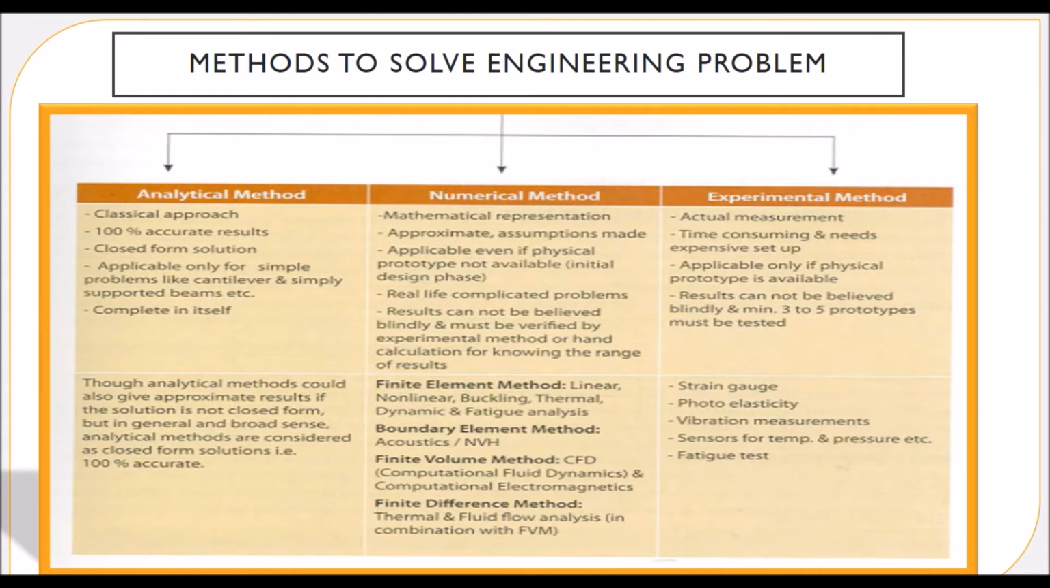Coming to the analytical method, it is a classical approach. It gives 100% accurate results, closed form solution, applicable only for simple problems like cantilever and simply supported beams, etc. Complete in itself. This method should give approximate solutions if the solution is not closed form. But in a general and broad sense, analytical methods are considered as closed form solutions, that is, they give 100% accurate results. So this is about the analytical method.